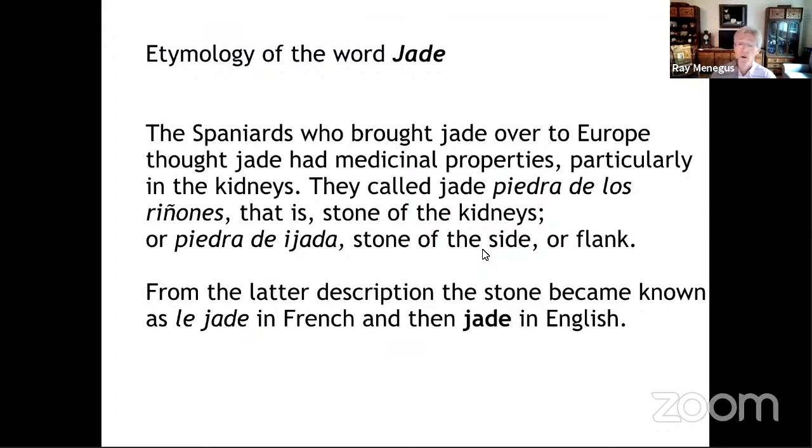The Spaniards imported jade back to Europe, and that's where we get the English word for jade. The Spaniards associated it with the properties to heal kidneys. And so they called it the stone of kidneys, not kidney stones, which we all don't like to have, but the stone of kidneys. And in Spanish, hijada represents the word side or flank of your body. And through the French, it comes down to us as jade.